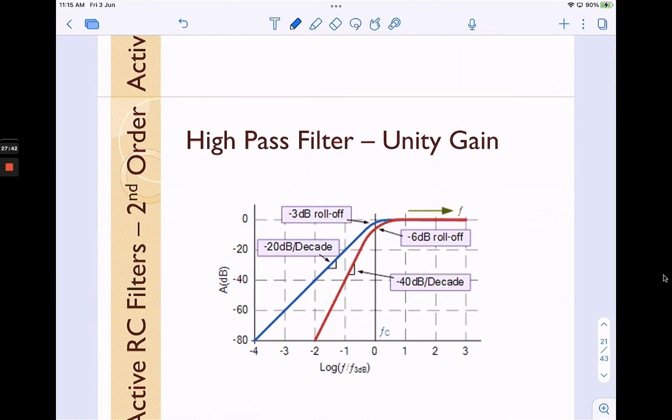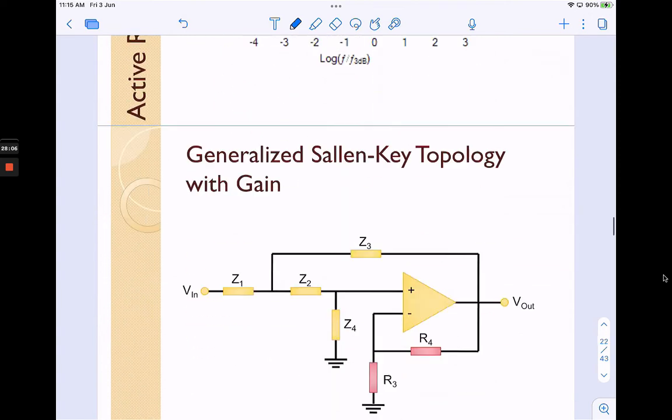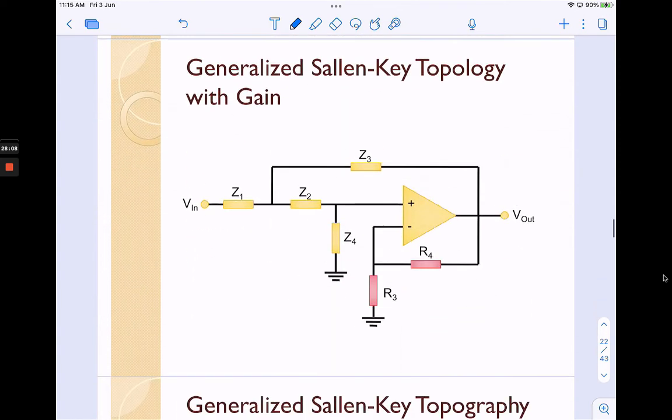This is not actually negative. It should be positive. And the slope should be positive because it's inclining, not declining. Okay, any question? Okay, I assume no questions.